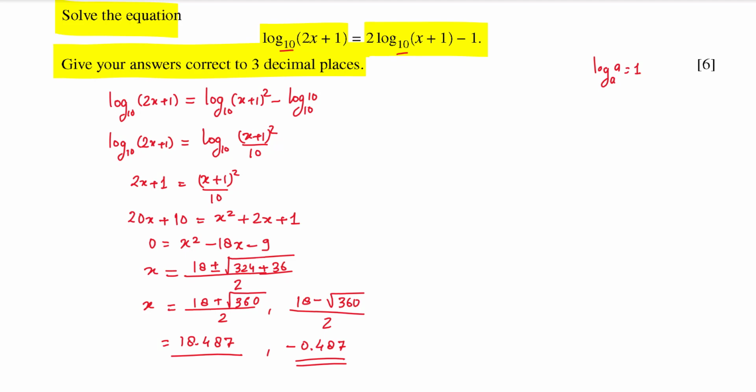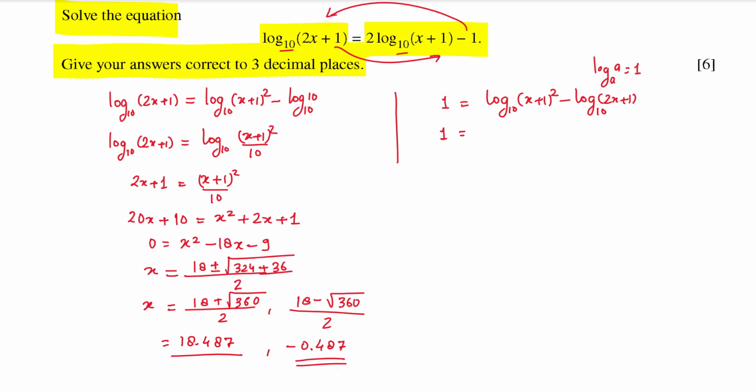And it was not necessary to convert this 1 as log 10 base 10. I'm giving you another solution here. We can simply transfer the log to one side, let's say 1 to the left hand side and this log to the right hand side. We are going to get 1 equals log of (x plus 1) whole square minus log of 2x plus 1, base 10, and then we use the same property.